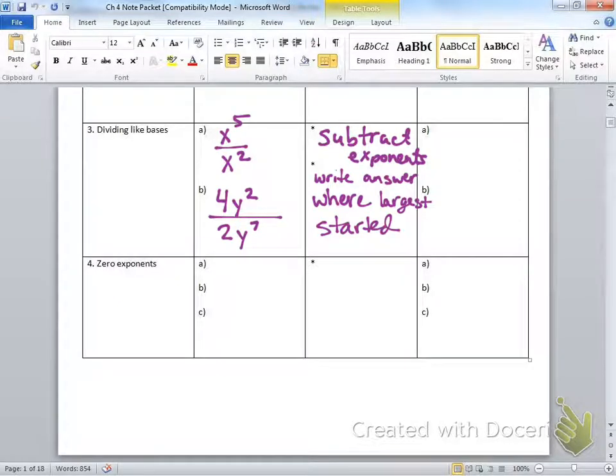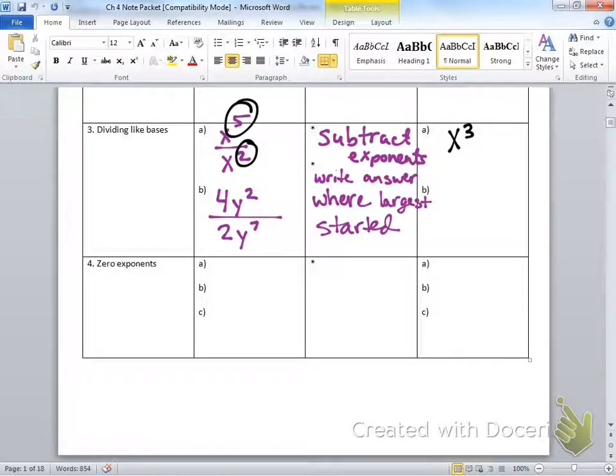So part A, x to the fifth over x squared. Where's the larger exponent? On top. So our answer will go on top. And what would our new exponent be? 3. Good. Do we need a bottom? No, because the only thing left on the bottom would be the placeholder of 1. So we're looking at the exponents, 5 and 2. 5's bigger, so our leftovers will go on the top, and then you just subtract the exponents.